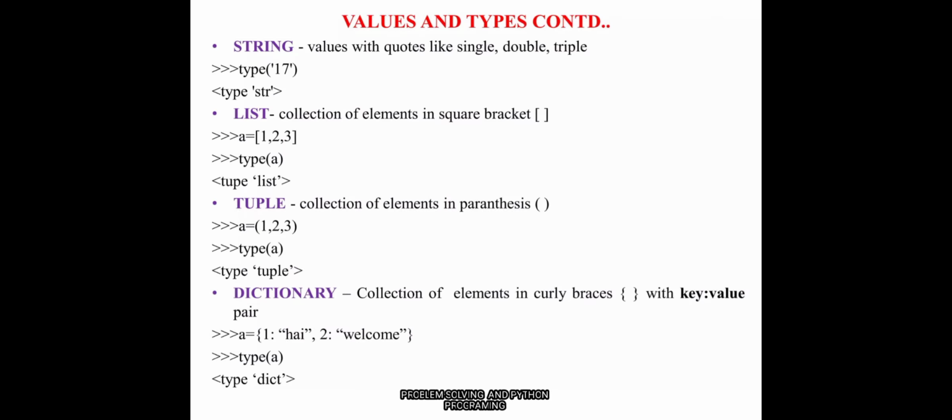The list is a collection of elements in square brackets, and a tuple is a collection of elements in parentheses. That is the difference between the list and tuple. And the dictionary is a collection of elements in curly braces with key and value pairs.